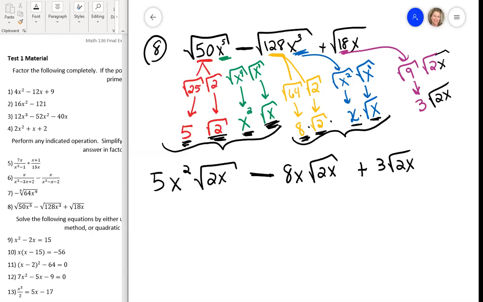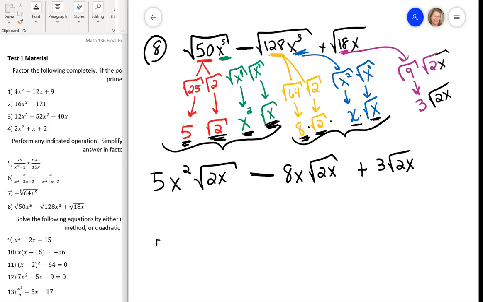And that's where I left it, because technically they're not like terms. I've got 5x squared square roots of 2x, and then I have negative 8x square roots of 2x, and then I have plus 3 square roots of 2x.